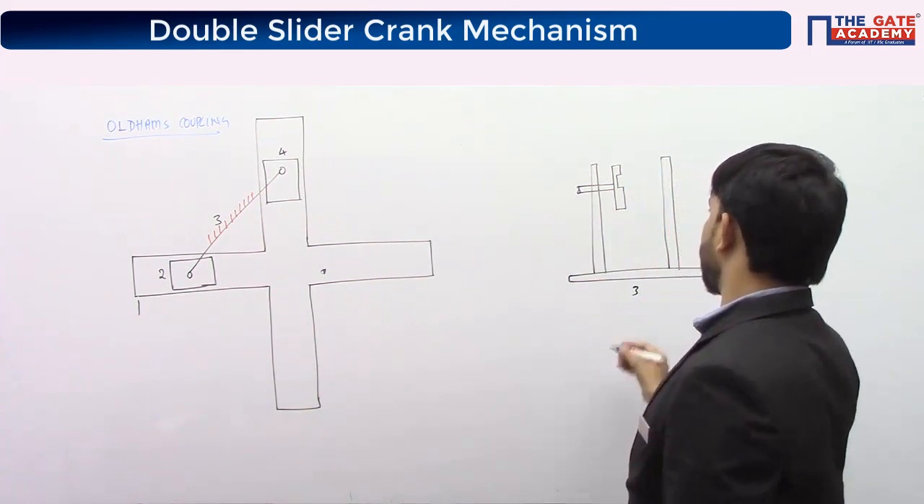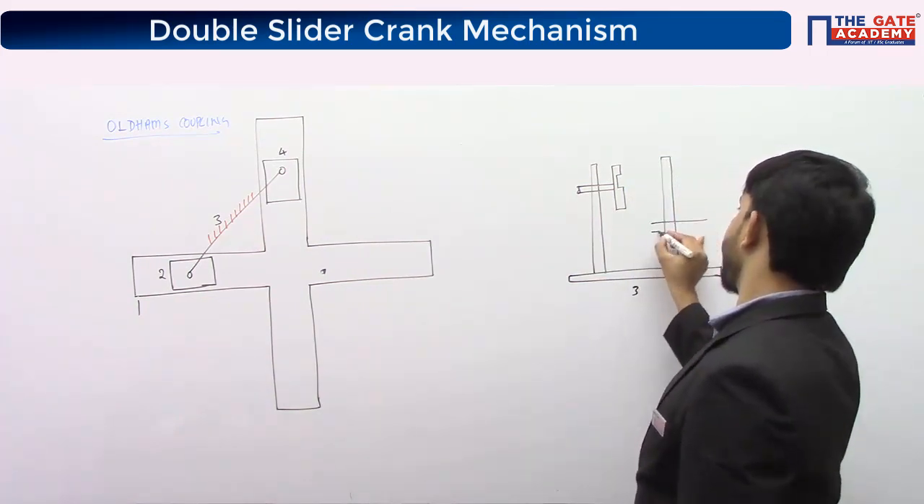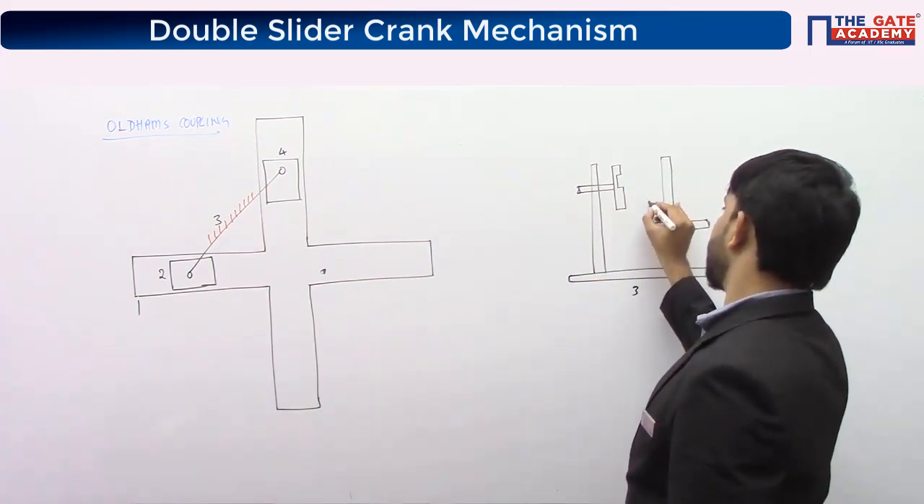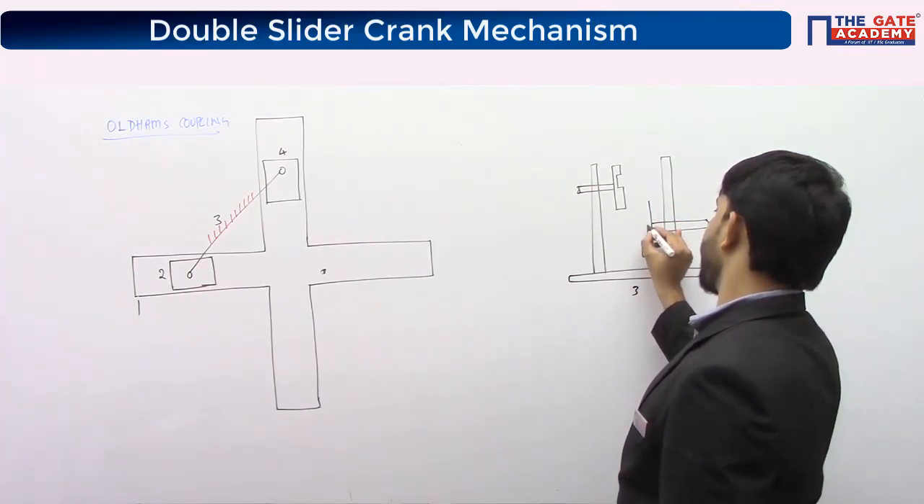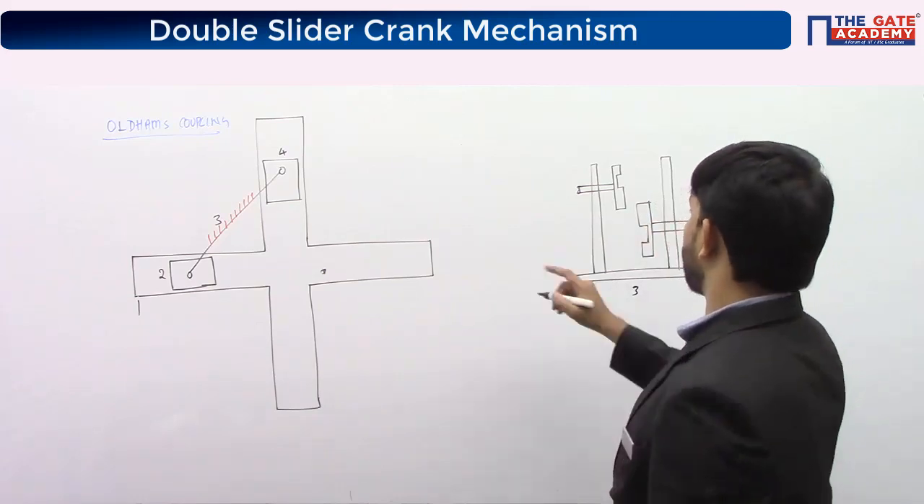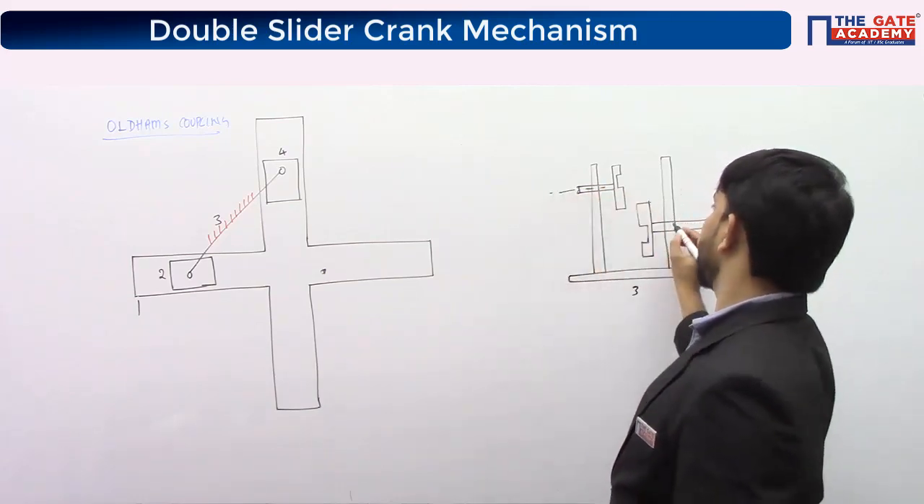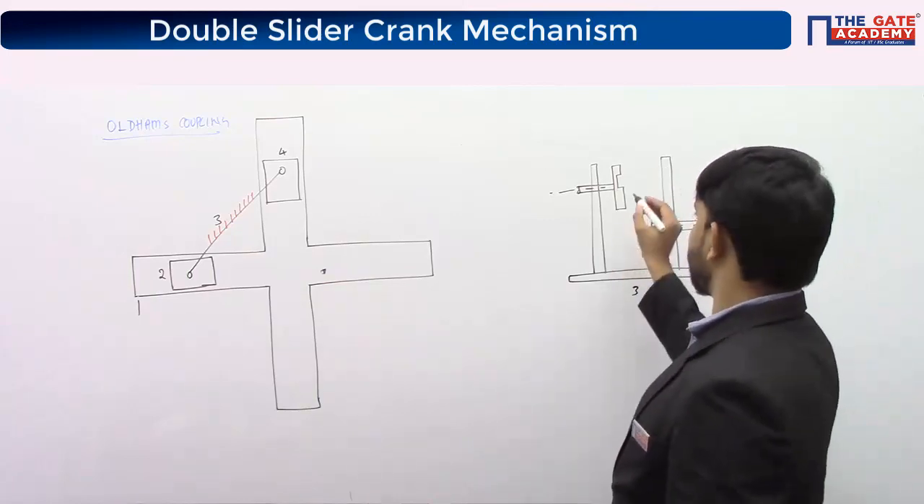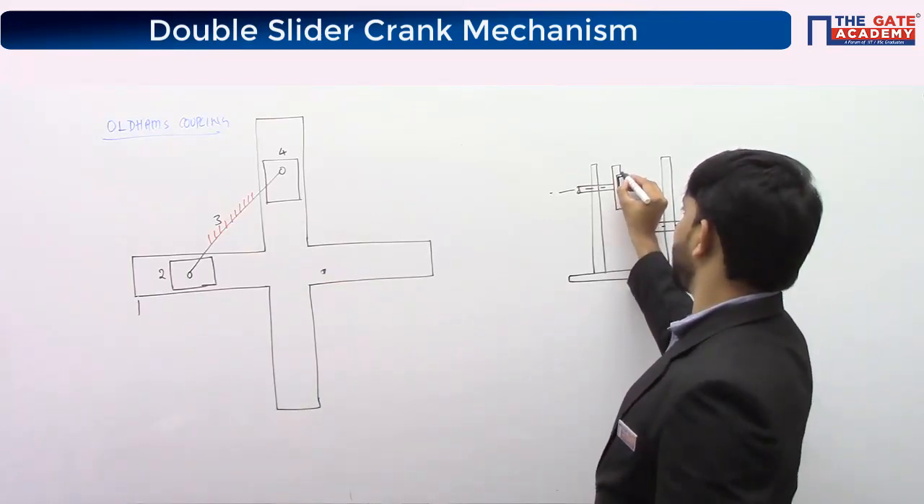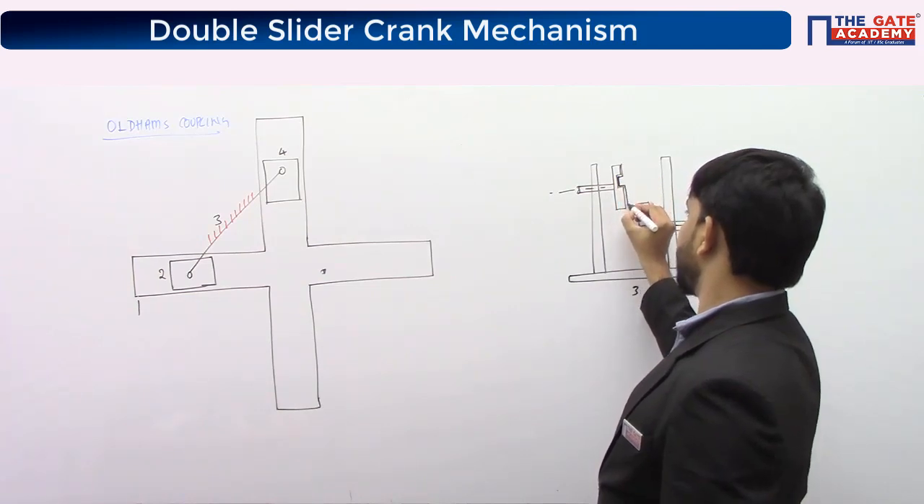This is one shaft. This is the other shaft. The two shafts are having linear misalignment, okay? This is the axis of the shaft. There is some linear misalignment. So motion is transmitted between these two shafts with the help of a coupler, something like this.